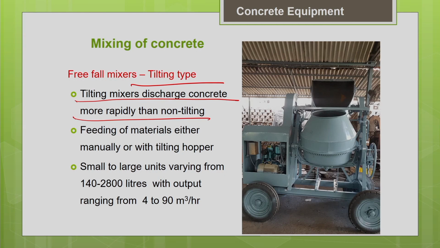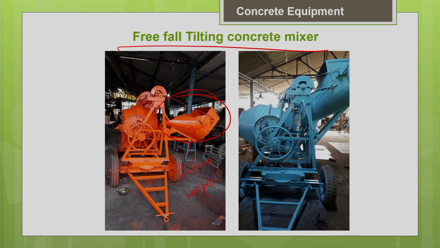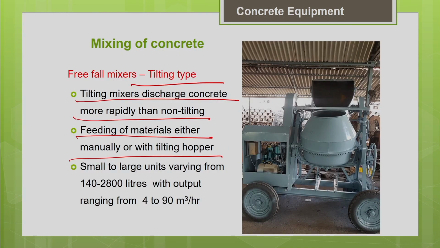Tilting mixers discharge concrete more rapidly, and as I mentioned earlier, you can either feed the material manually or with a tilting hopper. As I showed you earlier, this is the tilting hopper. With this tilting hopper, you can easily speed up the loading process. We have a wide range of drum sizes, varying from 140 liters to 2800 liters. Accordingly, the concrete output will range from 4 to 90 cubic meters of concrete per hour. Depending upon your requirement, you can choose the size of your drum.